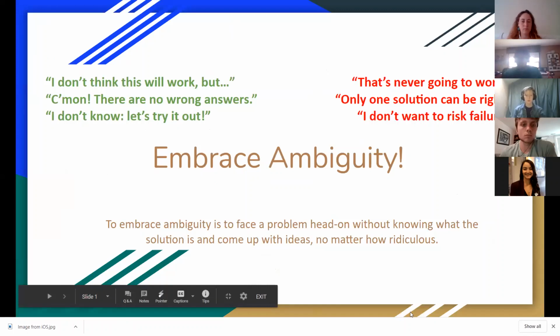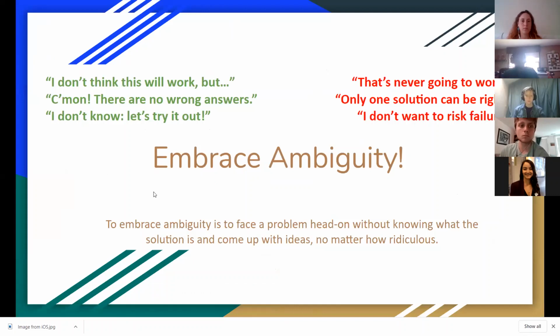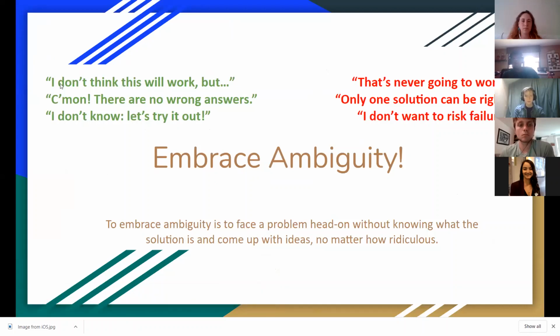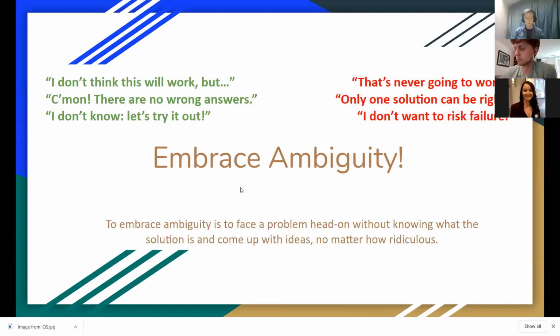Okay, so embrace ambiguity. To embrace ambiguity is to face a problem head on without knowing what the solution is and come up with ideas no matter how ridiculous. You want to think in the green. Not "I don't think this will work, but..." Instead: "Hey, come on, there are no wrong answers. Just blurt it out and let's try it out." You don't want to think that every idea is going to be a failure, that some ideas are not going to work, or that only one solution can be right for the design thinking process.